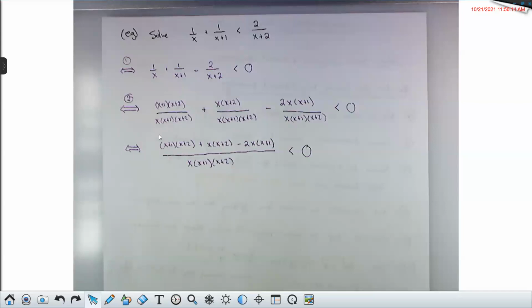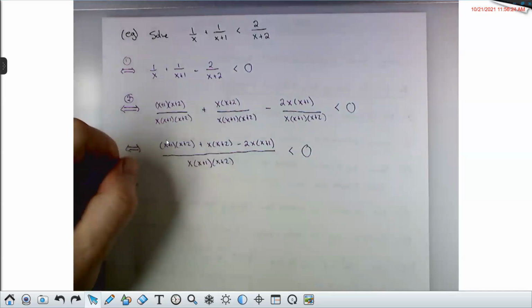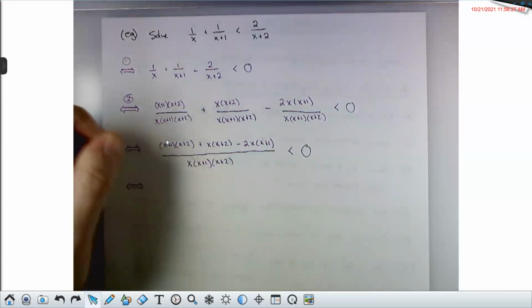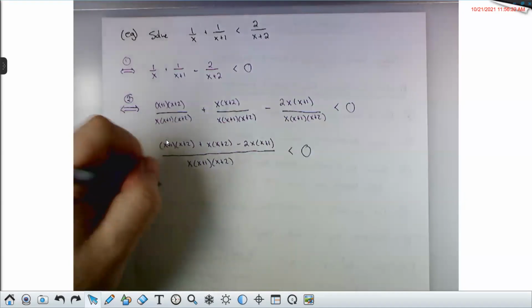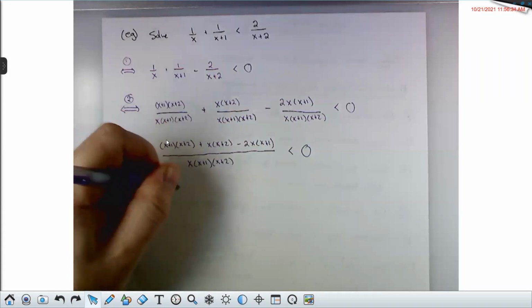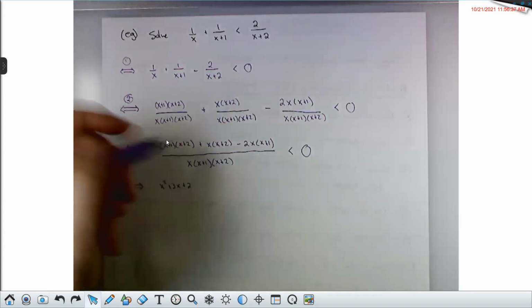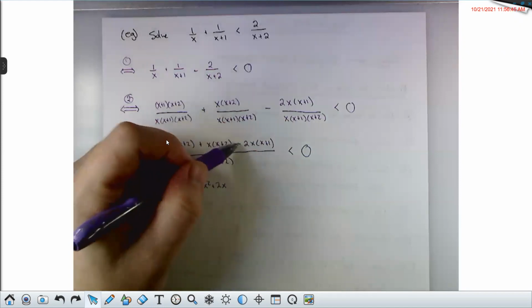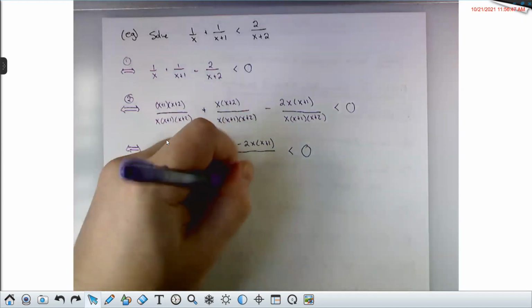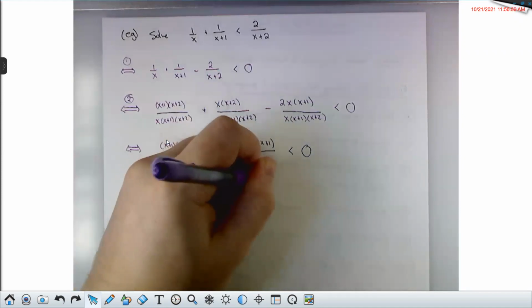The bottom is factored, but the top I need to factor. And the only way to factor such a thing is to multiply everything out, combine your like terms, then factor. So we got to do it. If I FOIL this out, I'll get x squared plus 3x plus 2. If I distribute this, I'll get x squared plus 2x. And if I distribute the minus 2x over this, I'll get minus 2x squared minus 2x.